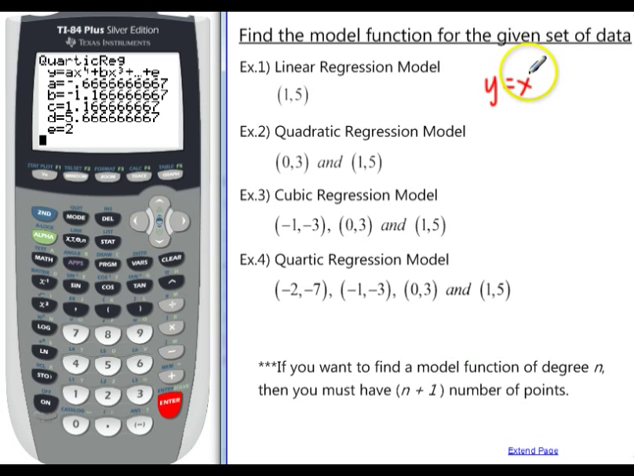So since the degree is 1, we need to have at least 2 points. Quadratic is y equals x squared, so we need to have at least 3 points. A cubic is y equals x cubed, so we have to have at least 4 points. And then a quartic is y equals x to the 4th, so we need to have at least 5 points given to us. So you need to keep this in mind when you're trying to find the best fit line.